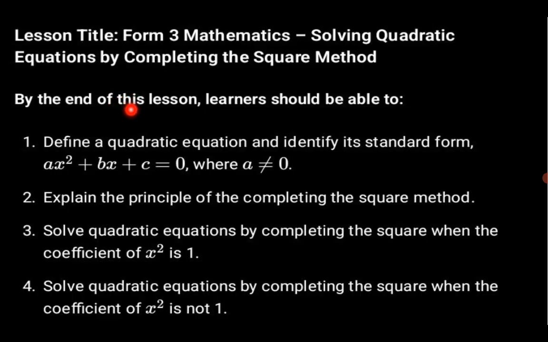So by the end of this lesson, you should be able to define a quadratic equation and identify its standard form, ax squared plus bx plus c equals to 0, where a is not 0.